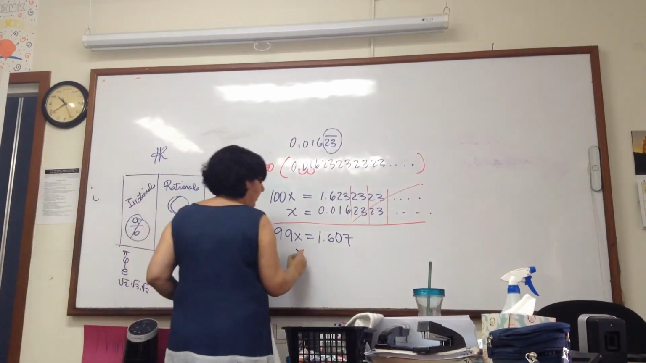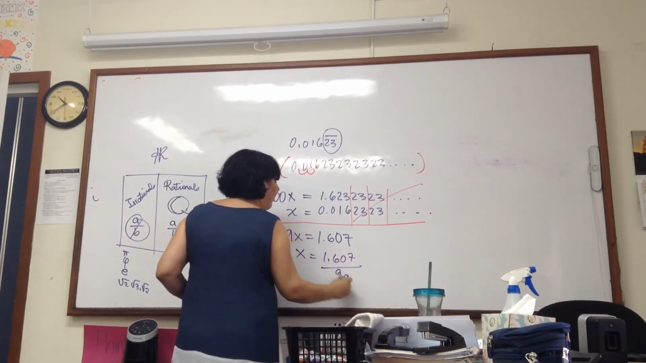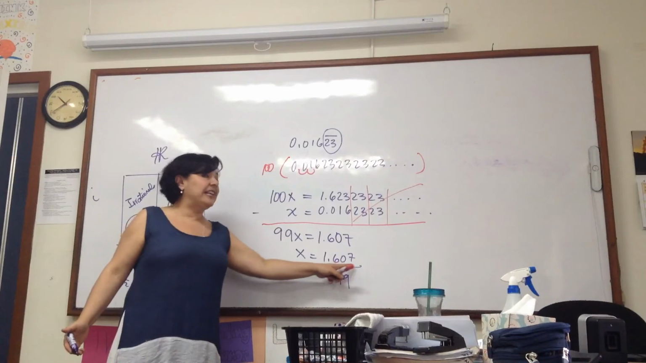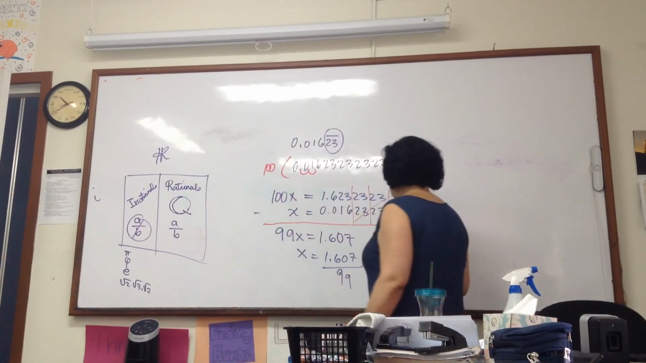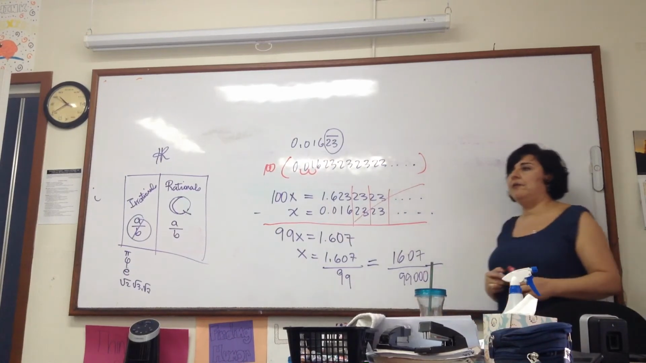So x is 1.607 divided by 99. But we can't have decimals because we're trying to look for fractions, right? So what do we have to multiply by? By 1,000, because I've got 3 decimals, 3 zeros. So I'm going to change this into 1607 divided by 99000. That's the answer.